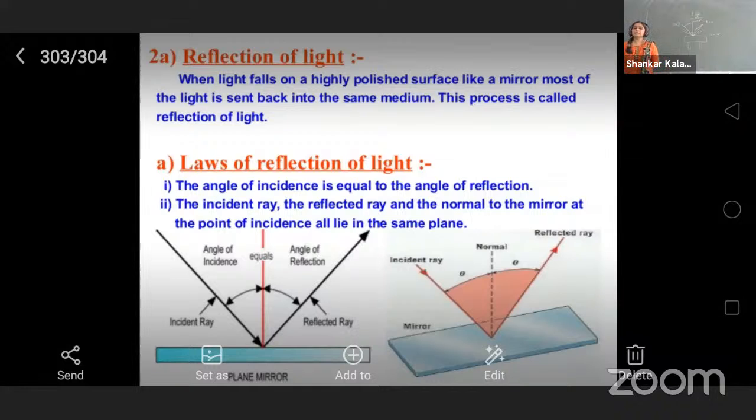The second one is that the incident ray, the reflected ray, and the normal to the mirror at the point of incidence all lie in the same plane.